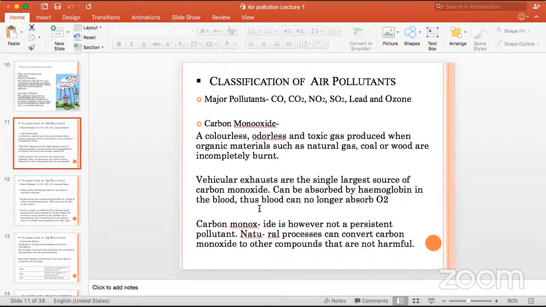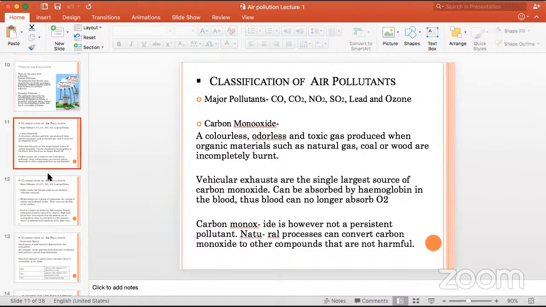Natural processes can convert it to other compounds that are not harmful. So it's not a persistent compound, you don't have to worry about it. But the amount of carbon monoxide must be reduced.